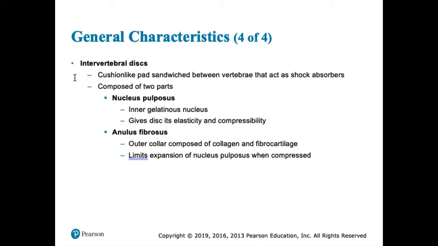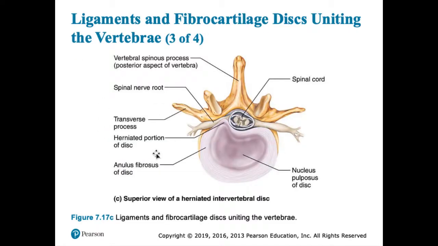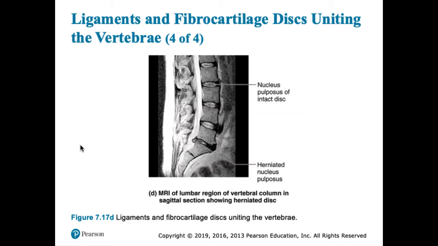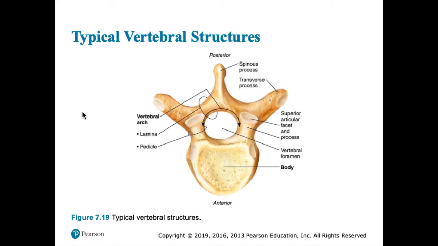The intervertebral discs are cushion-like pads sandwiched between vertebrae that act as shock absorbers. They're composed of 2 parts, the nucleus pulposus and then the annulus fibrosus. And so you can see what that looks like here, so make sure that you're reviewing and understanding that image as well. And here, of course, is that under an MRI so that you can see what it looks like, so there's an intact disc here, and here's a herniated disc, so you can see the differences between those.